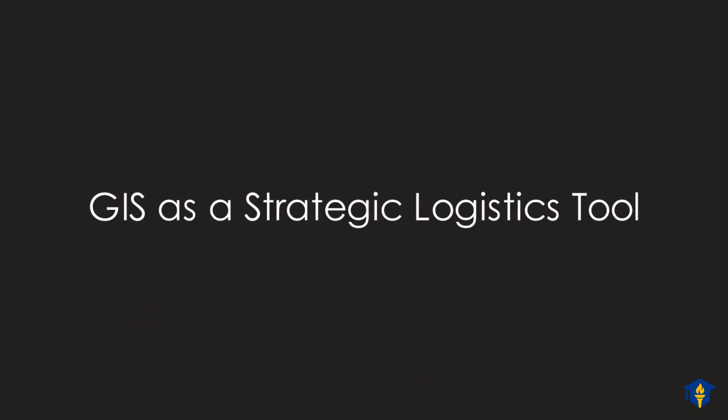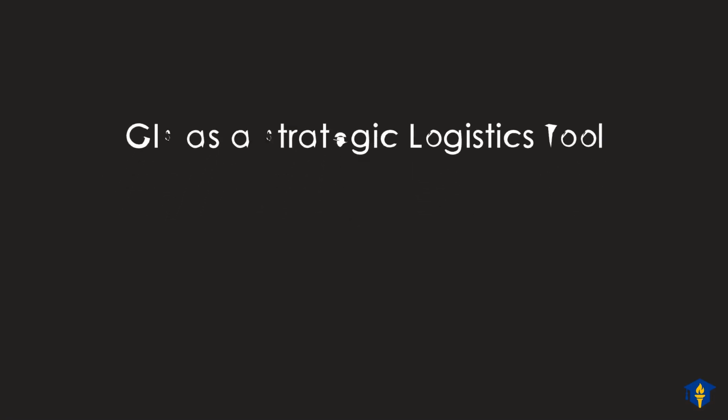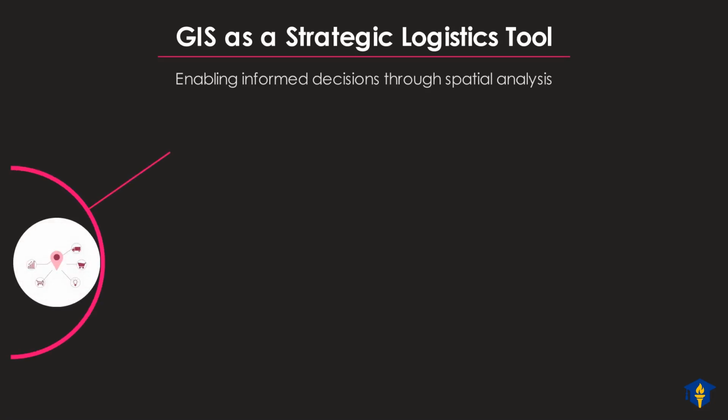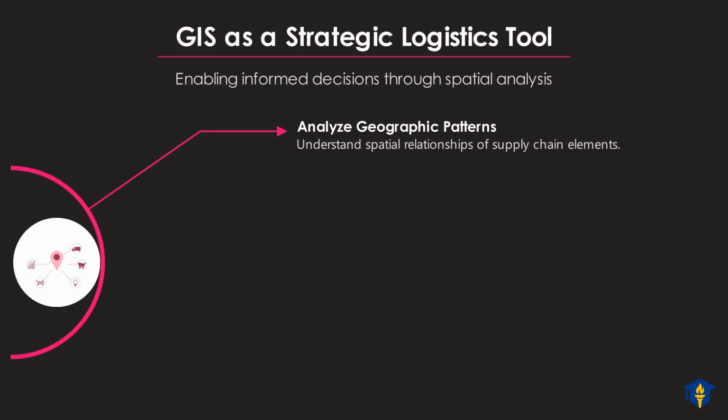Let us now explore GIS as a powerful, strategic tool in the realm of logistics. It helps us make well-informed decisions by using spatial analysis techniques effectively. First, GIS allows us to analyze various geographic patterns efficiently and clearly. This helps us understand the spatial relationships among different supply chain elements.